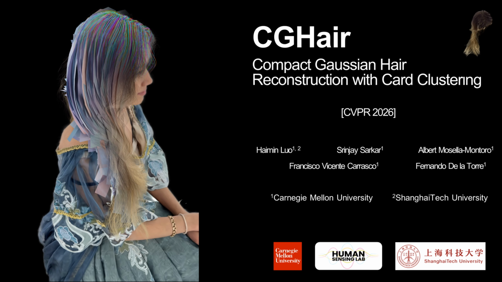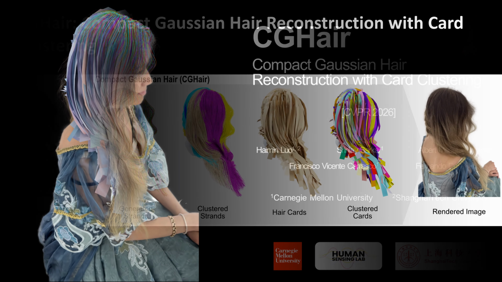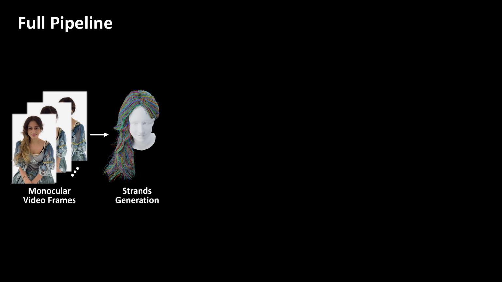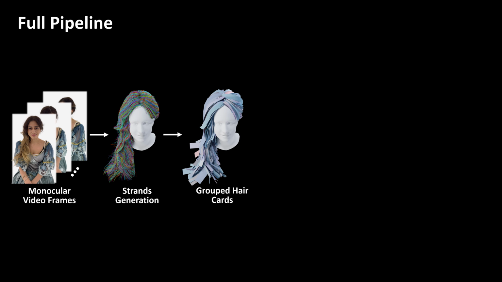We present compact Gaussian hair, termed CGHair, a novel hierarchical clustering and encoding framework for compact human hair modeling. Given monocular video frames, we first reconstruct hair strands with our efficient strand generator. The strands are grouped by hair cards, which are further clustered into card groups.